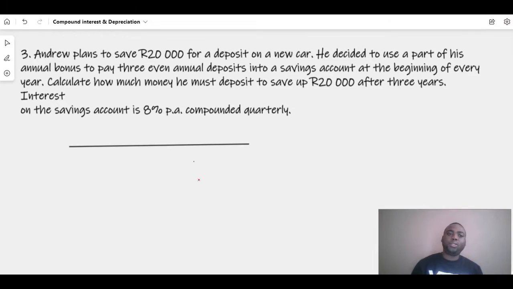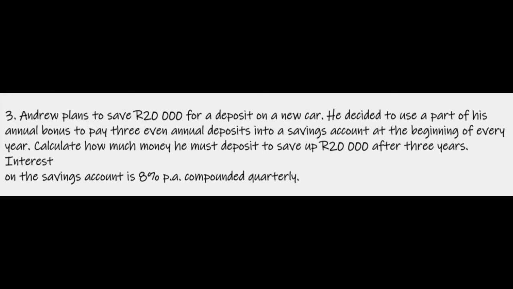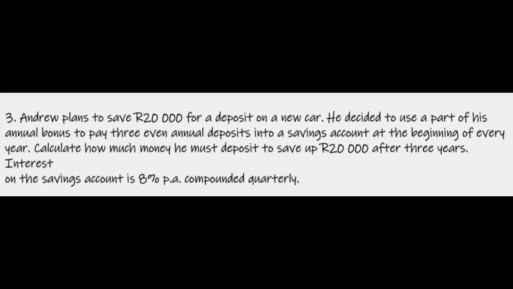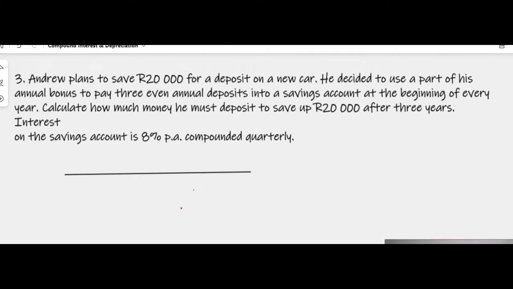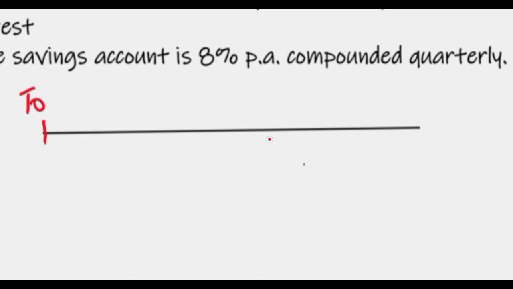So it says Andrew plans to save 20,000 for a deposit on a new car. He decides to use part of his annual bonus to pay 3 even annual deposits into a savings account at the beginning of every year. Now, how much money must he deposit to save 20,000 after 3 years? So we understand that this saving will start from T0 and we want our money back in the third year, which is 20,000. So at the third year, we need 20,000.